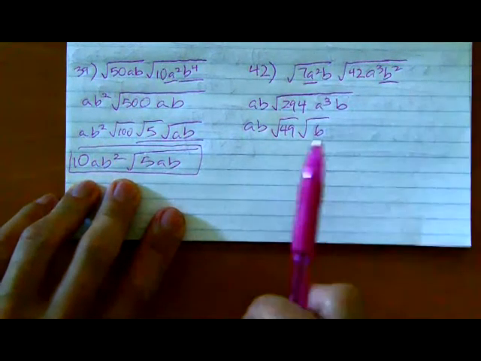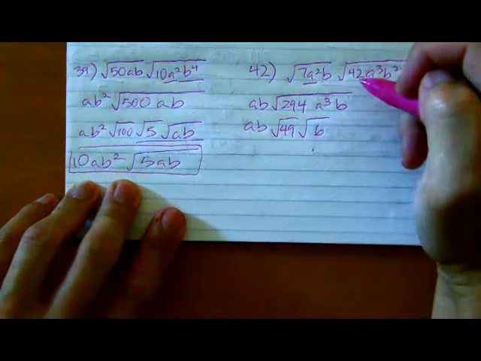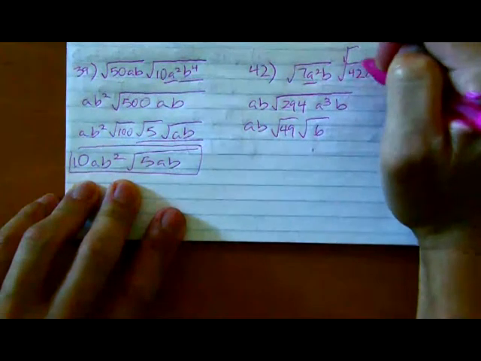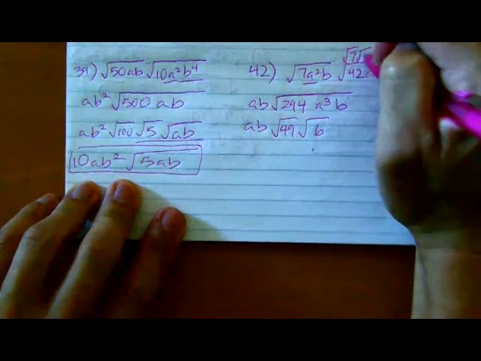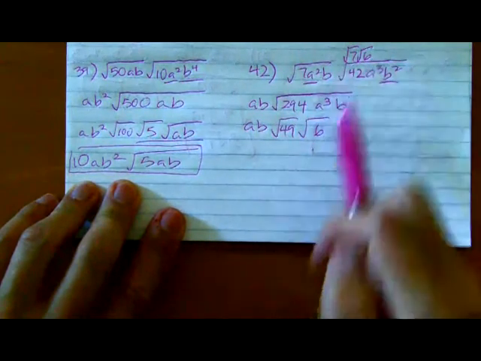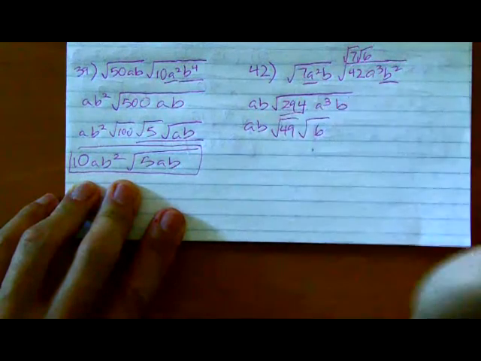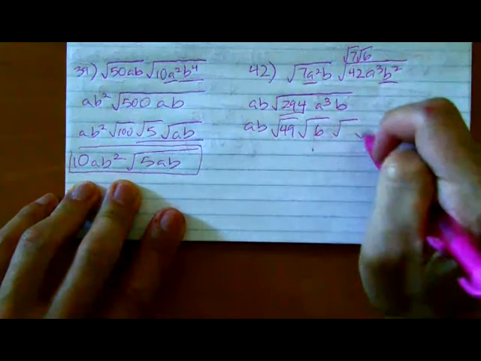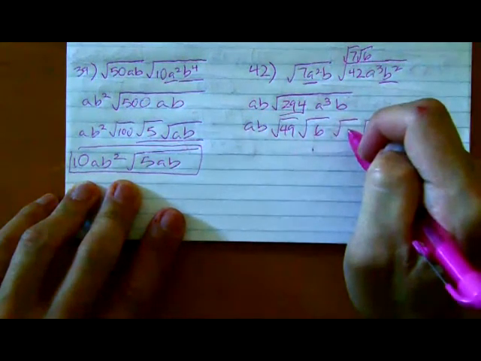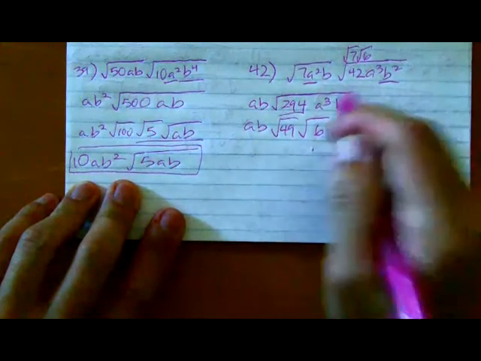If you're wondering how I figured this out so quickly, I'm actually looking at the 7 and the 42. The 42 here is 7 and 6. The 7s multiplied to 49. The 6 is what you have here. So that's the 294. The a to the third, I can split that up into a to the second and a. And then b is what's left.